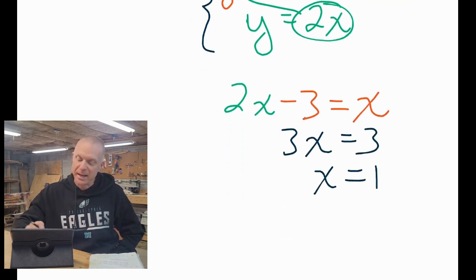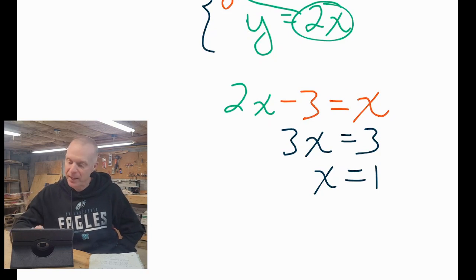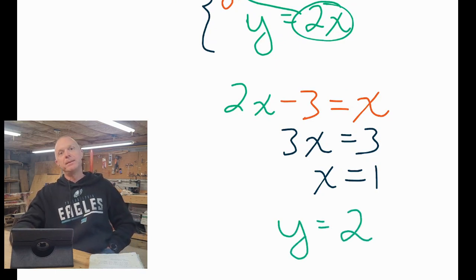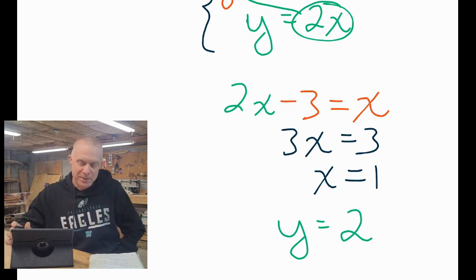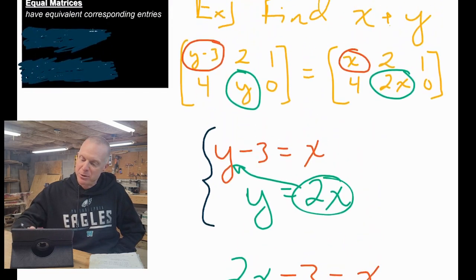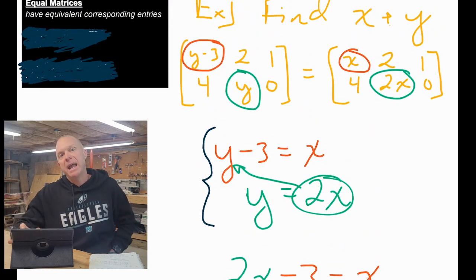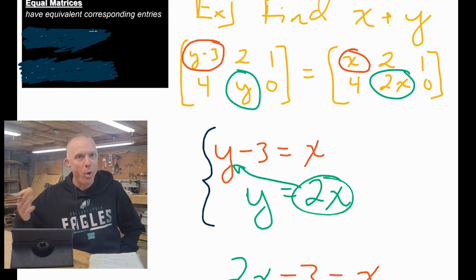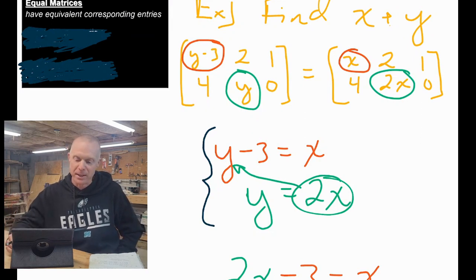And of course, you can take x equaling 1, and you can very easily substitute that back in to your second equation. So we get y equals 2. Now, I have a feeling that what we did there isn't too earth-shattering for you, but it gives you the idea that matrices have entries, and if matrices are equal, then their corresponding entries, of course, have to be equivalent.